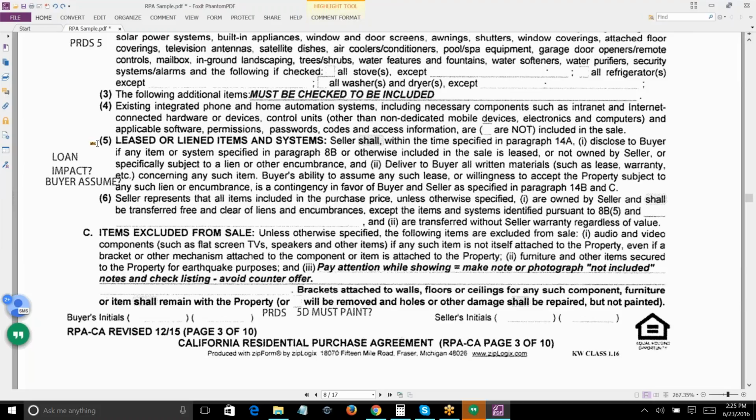And by the way, it says, seller shall within the time specified in 14A disclose to buyer any item specified in 8B or otherwise included in the sale that is leased but not owned by seller or specifically subject to a lien or other encumbrance, and deliver to buyer all written materials. Buyer's ability to assume any such lease or willingness to accept the property subject to any such lien or encumbrance is a contingency in favor of the buyer.